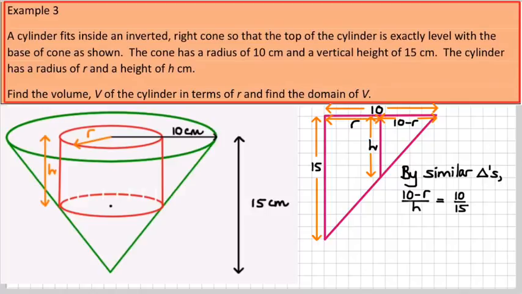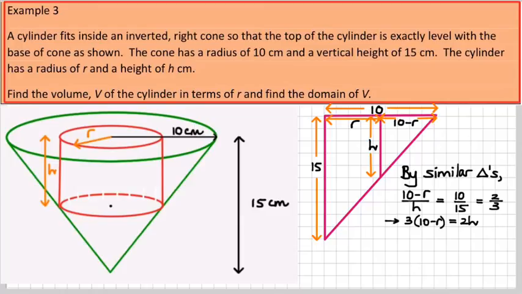So therefore we can say that 10 minus r over h is equal to 10 over 15, which is the same as 2 over 3. Now I'm going to do some cross multiplying, and I'm going to try and express h in terms of r, okay? So I can eliminate h from my formula for the volume of the cylinder, okay? Alright, now that's cross multiplying. Yes. Does that make sense to you? Yes, it does, to me anyway.